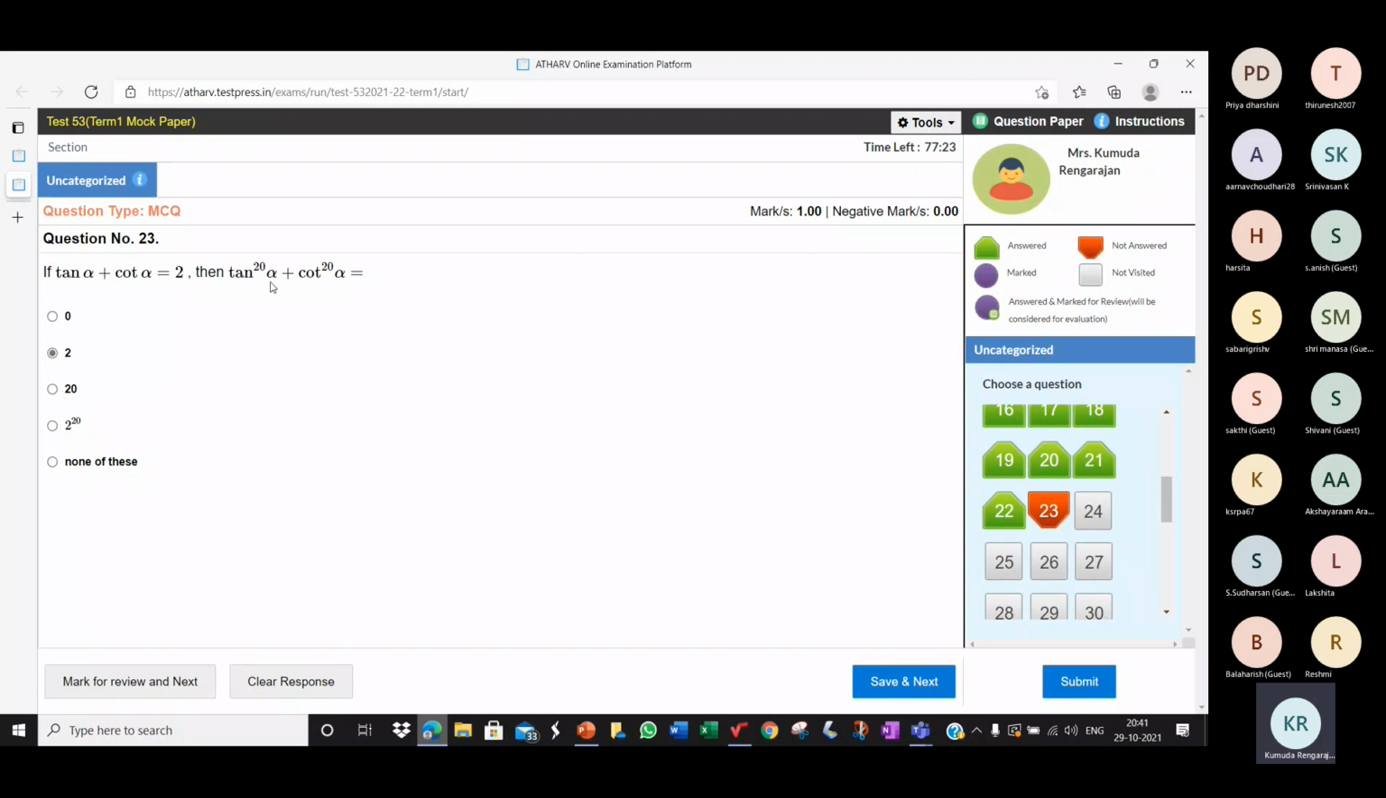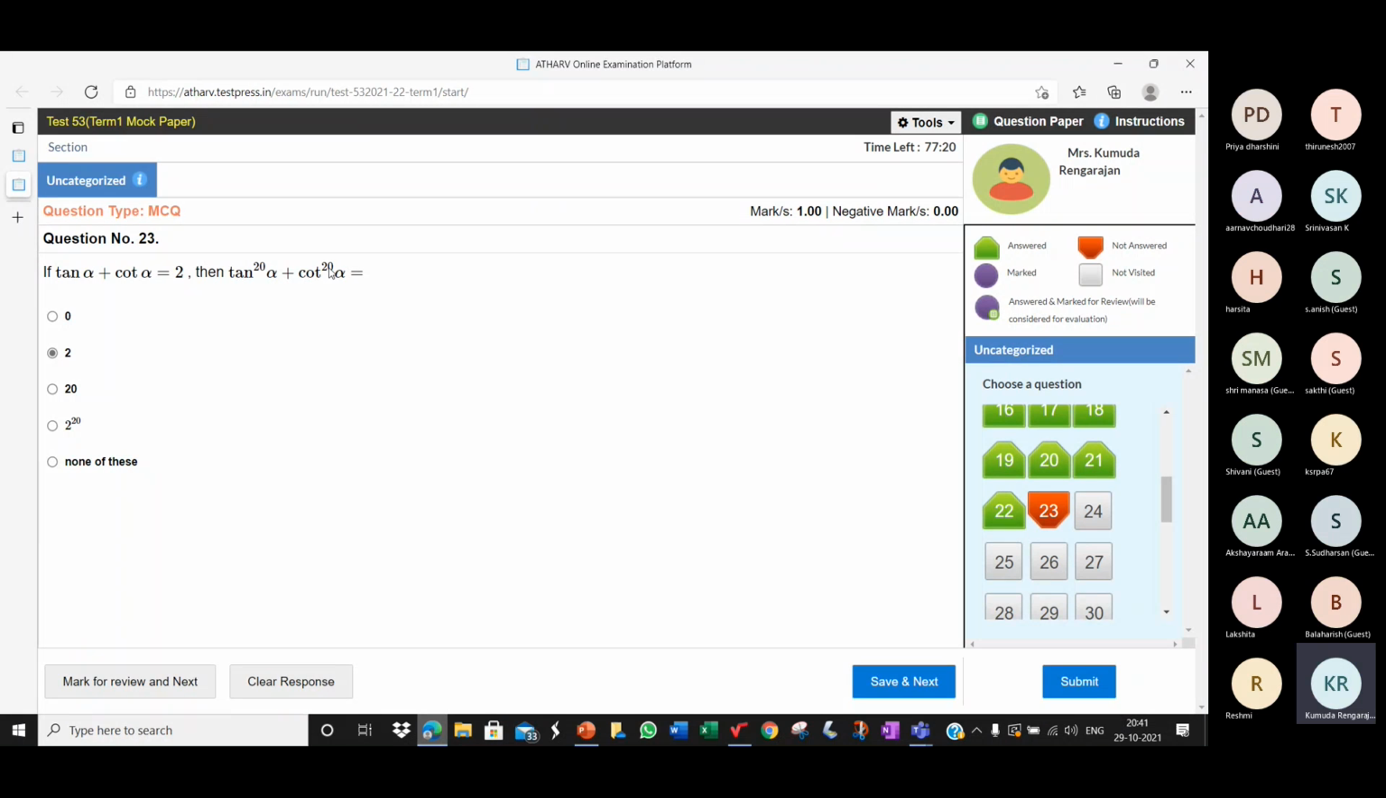So tan 45 to the power 20 plus cot 45 to the power 20. We know tan 45 is 1, cot 45 is 1. 1 power 20 plus 1 power 20. 1 plus 1, 2.